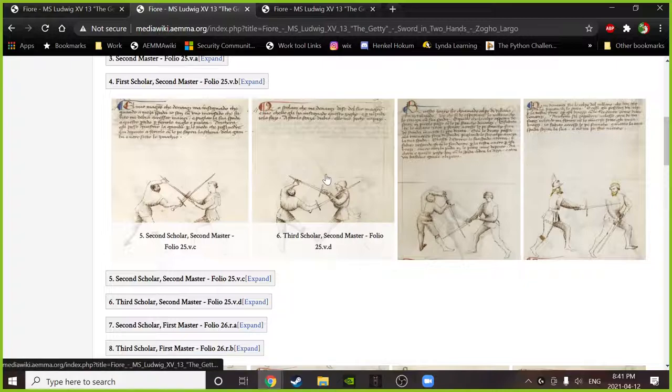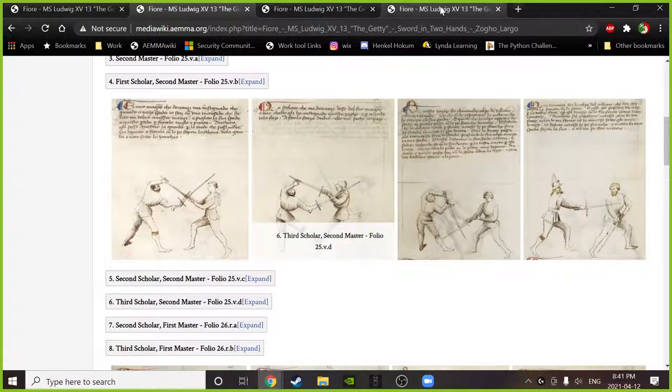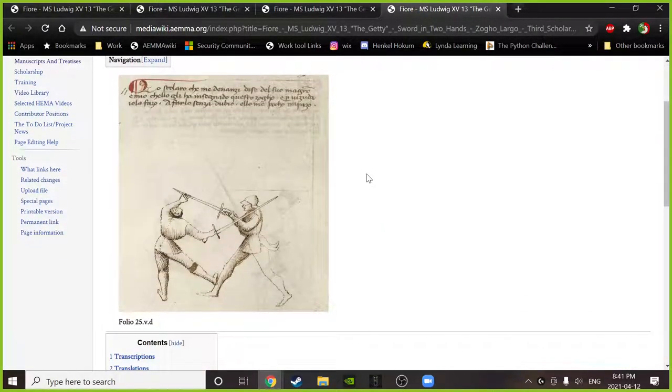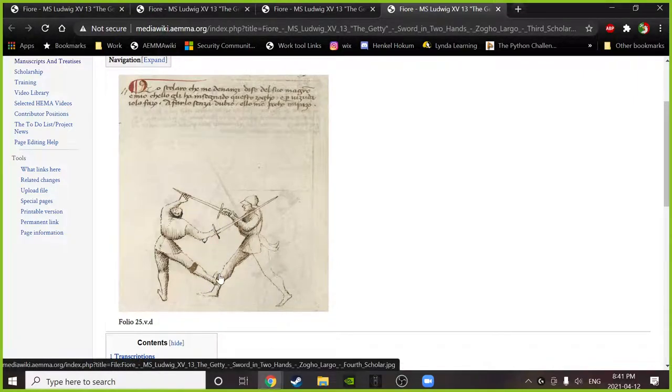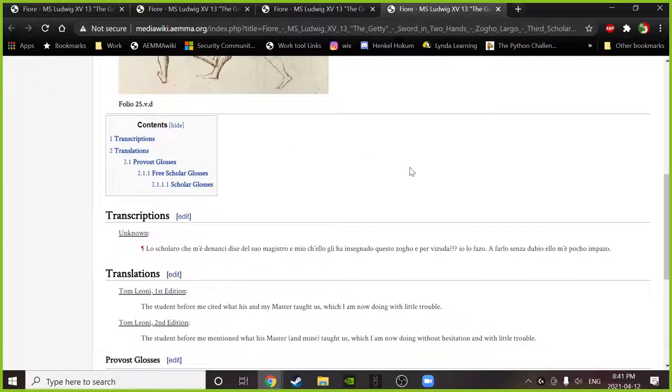Let's read the next one as well, because I think we can talk about these in the same breath. 25 VD. So we see in the last text he mentioned a shin. So here is a very similar action, but there's a shin kick here, and the sword is also striking. And Connor, would you like to read this one for us?